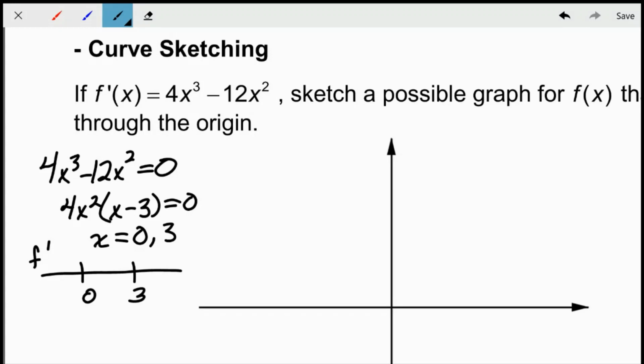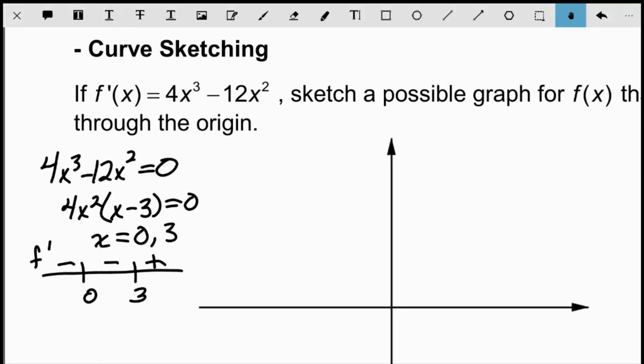And now just test a single point. I'm going to plug 1 into the factored form of the derivative, and I can see that I get a negative value. Since I have a double root at 0, the sign's not going to change. An odd multiplicity root at 3, the sign will change. So that's part of what I'm going to use for my graph.